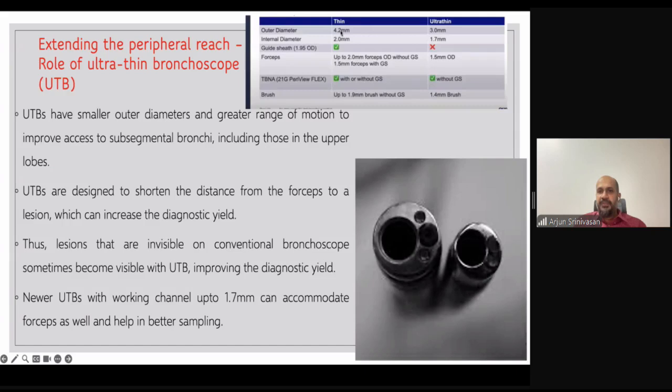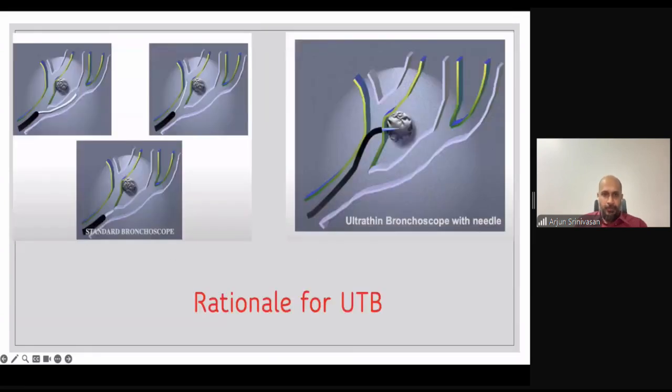So this is the thin, which is 4.2 outer diameter, whereas the ultra thin has a 3 mm outer diameter. The ultra thin is able to give you a working channel of 1.7 mm, which means that you are able to pass a radial probe through the ultra thin bronchoscope. You'll be able to pass a 1.1 cryo also through it, but you'll not be able to pass a sheath through the ultra thin bronchoscope. So again, this is in effect what we managed to achieve in cases 2, 3, and 4.